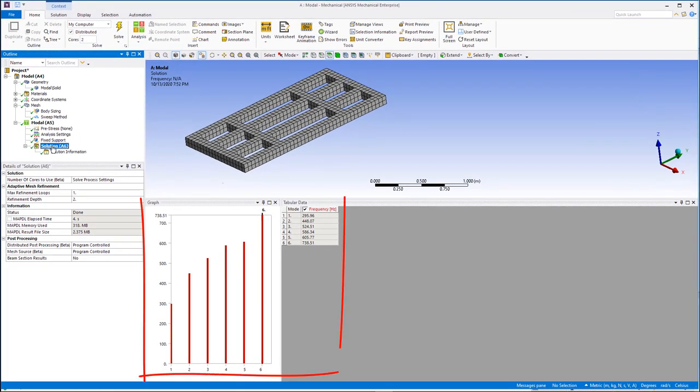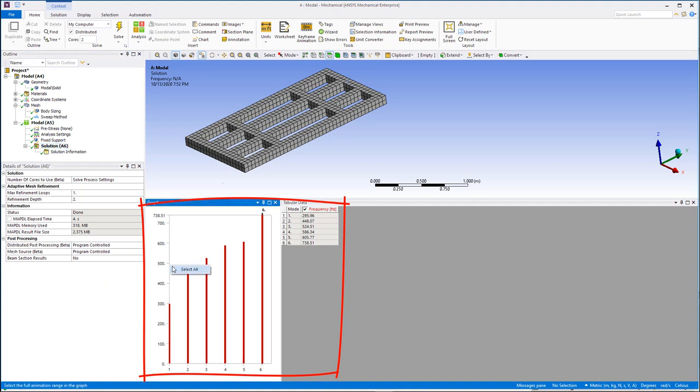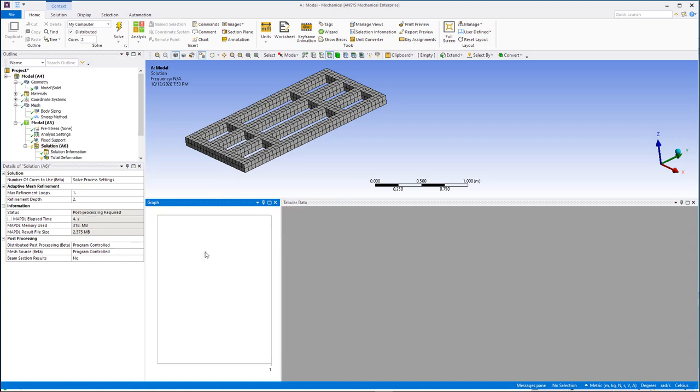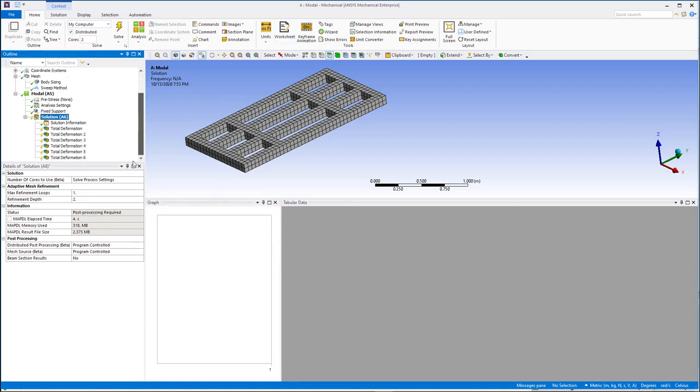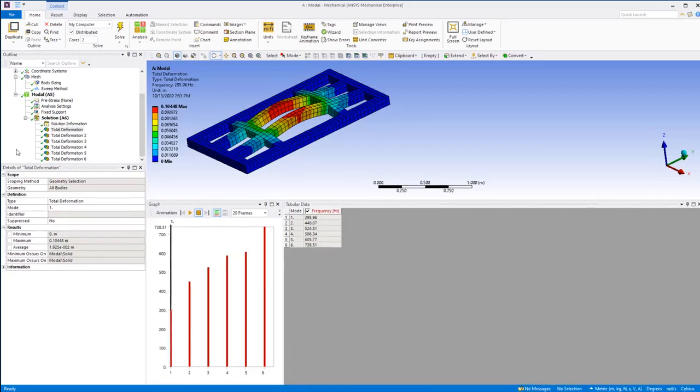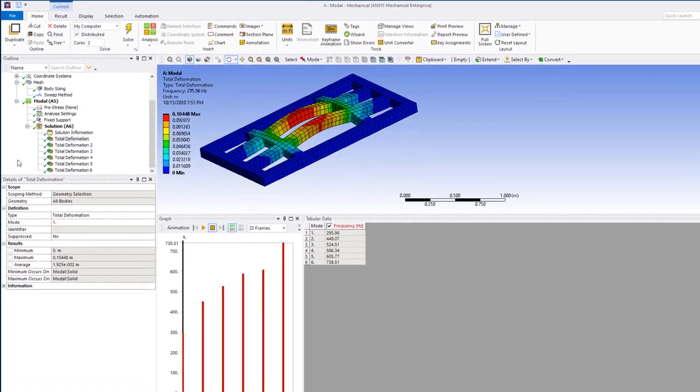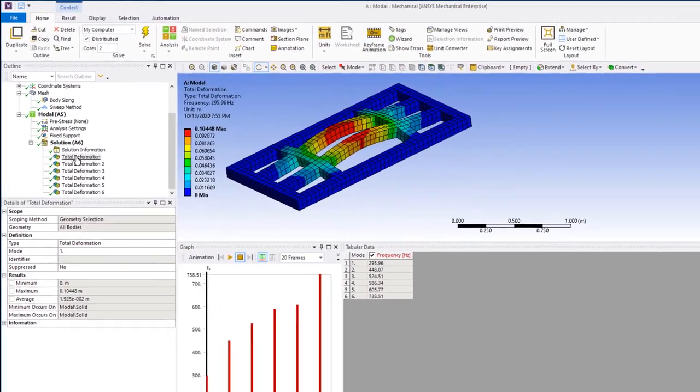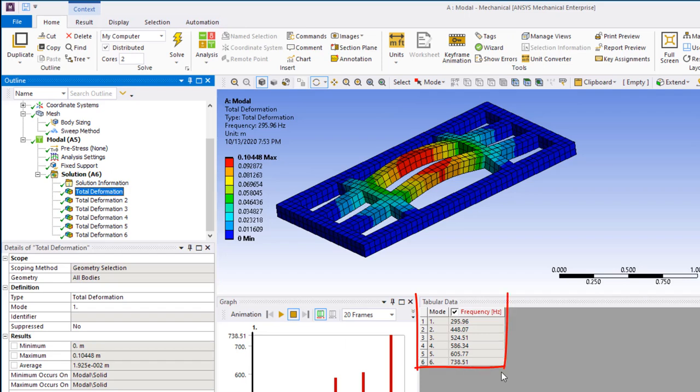Once you get a solution, the table of mode numbers and frequencies is available. Right-click and select all. Right-click and create mode shapes. Notice that 6 total deformation results are inserted in outline tree automatically. Right mouse click on the solution and evaluate all results. Click on the total deformation. This is mode 1. The tabular data shows corresponding natural frequencies.